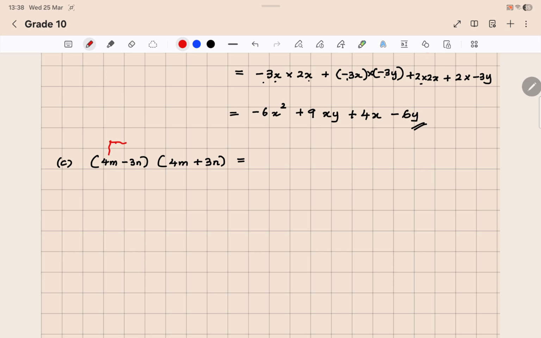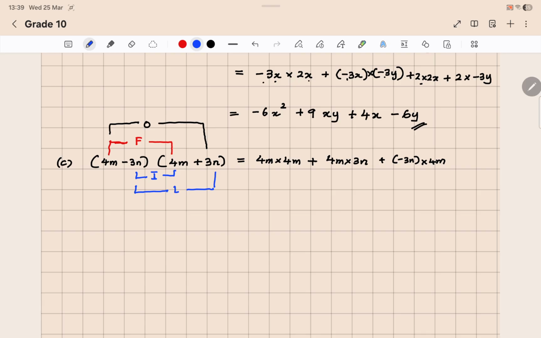So first multiply the first terms, 4m times 4m, plus, then we'll do outside, 4m times 3n, then inside, minus 3n times 4m, and finally the last terms, minus 3n times 3n.